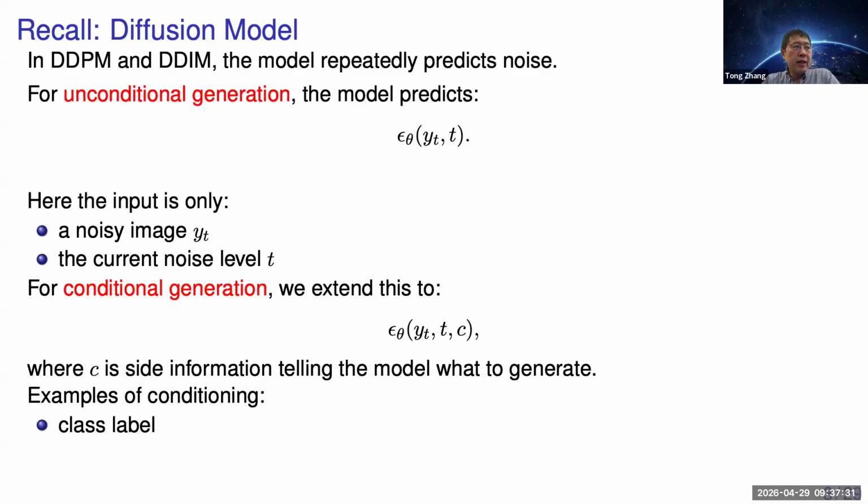So this class label condition is used mostly in research, less so in actual practice. Text prompt condition is certainly used in actual practice: Stable Diffusion, or if you look at the OpenAI image generation or Google's Nano Banana, they all have this. You can use text prompts to modify your image.